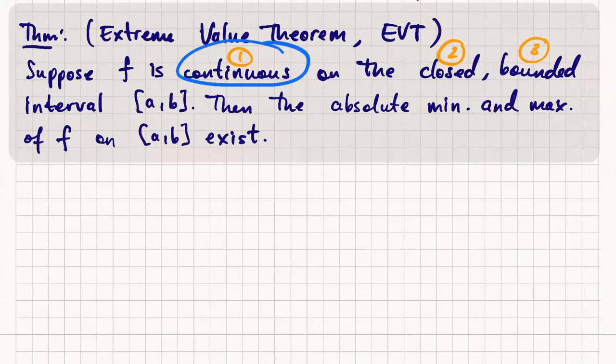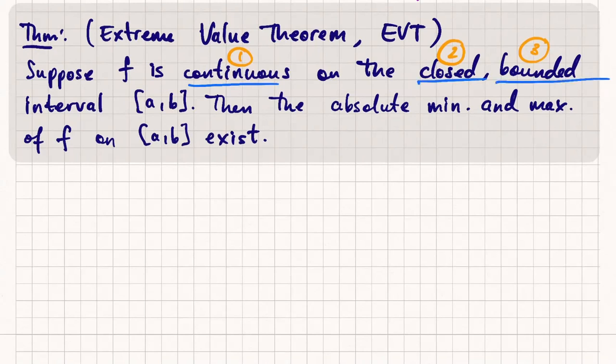So right now, I just want to show you why all three of these conditions are necessary. If you drop any one of these assumptions, you are no longer guaranteed absolute min and max. You might still get them, but you're not guaranteed them. This will be very important when we start optimization, because for the optimization that we do for exam number 6, the last exam, we actually will often deal with continuous functions, but the interval is neither closed nor bounded.